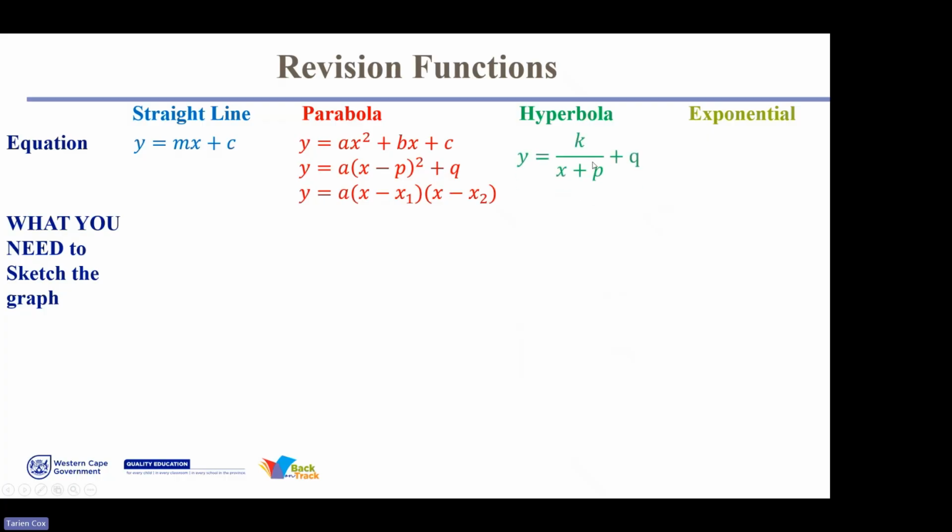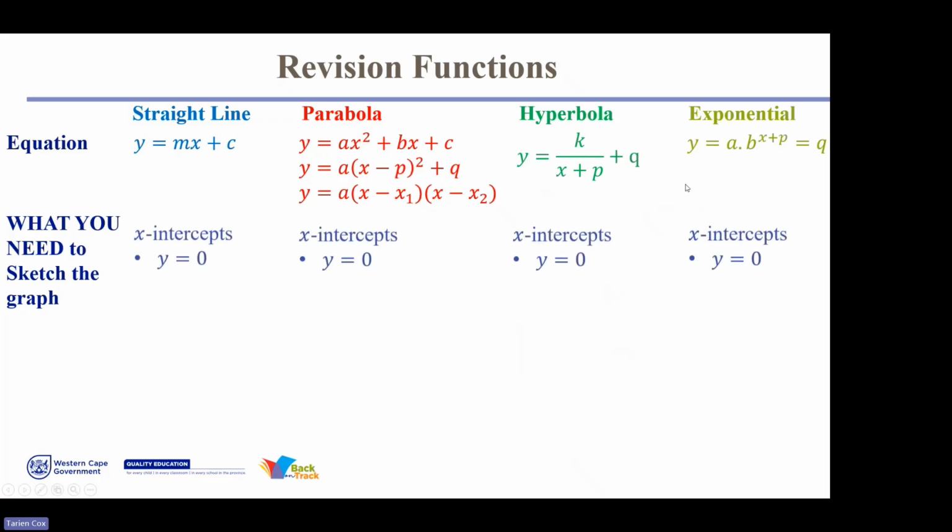The hyperbola has their standard form, where we can see the shifting of left and right by p, as well as up and down. So the vertical shifting by q, and the exponential function in standard form as well as the horizontal and the vertical shifting.